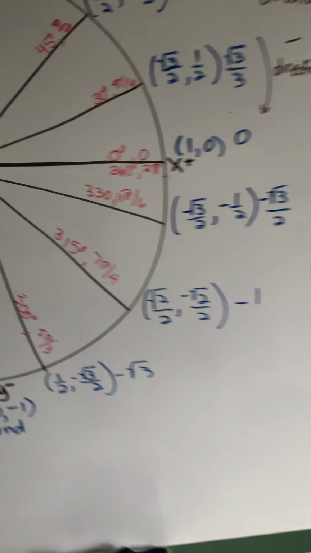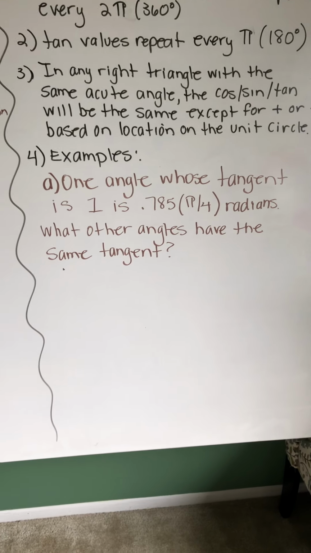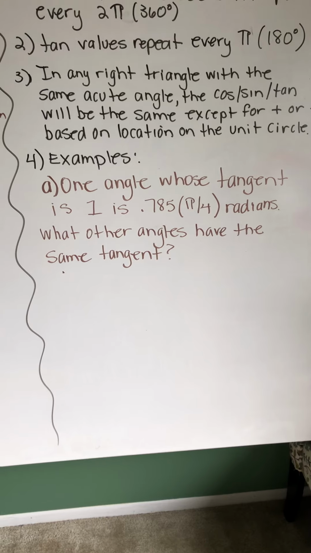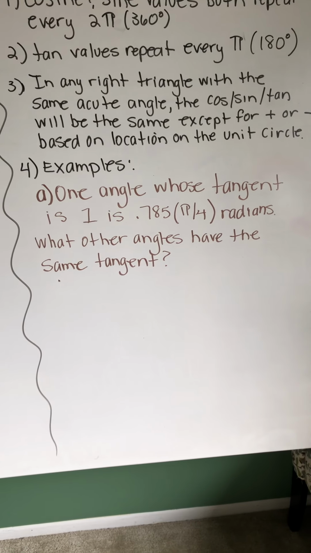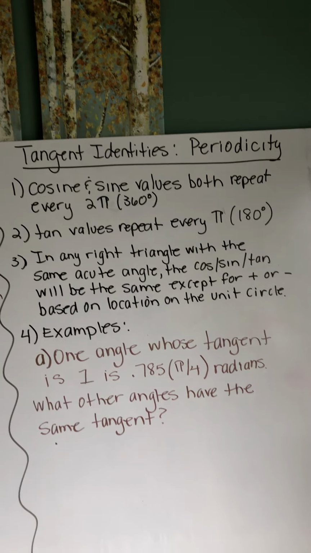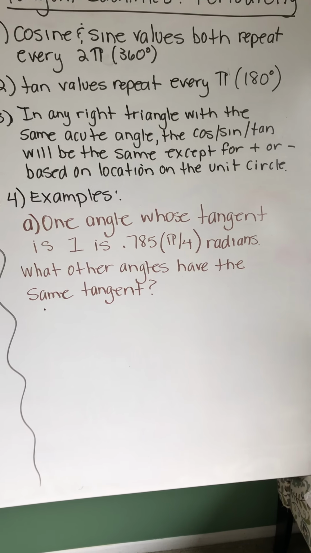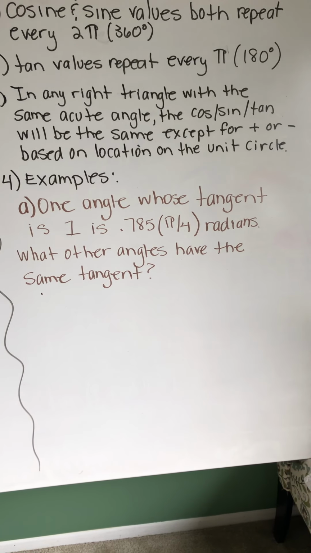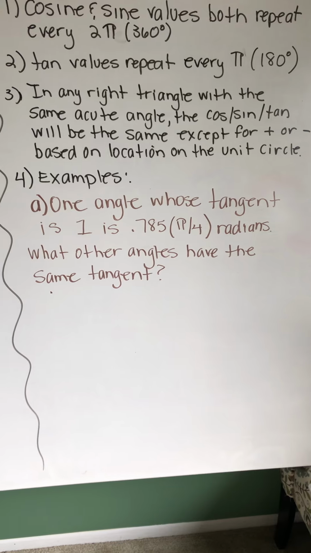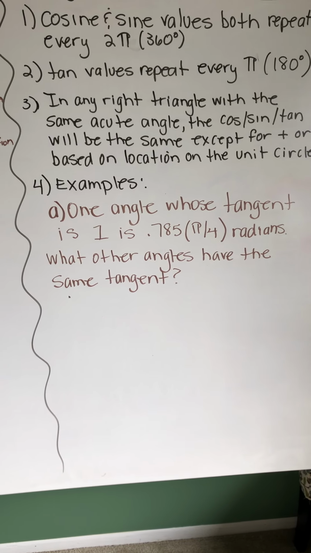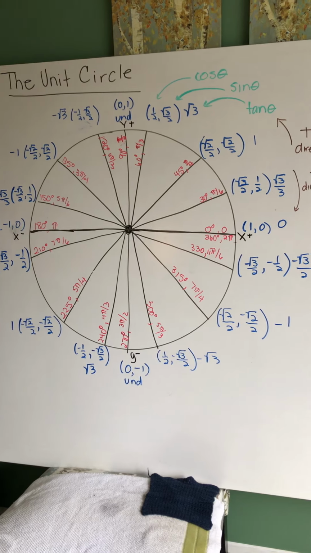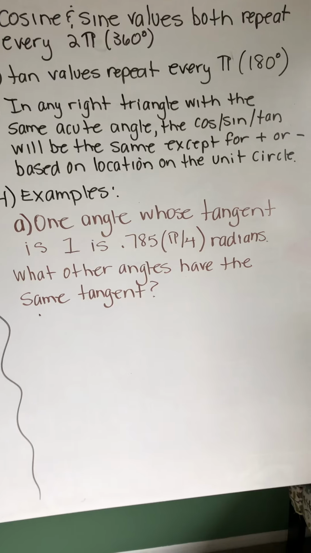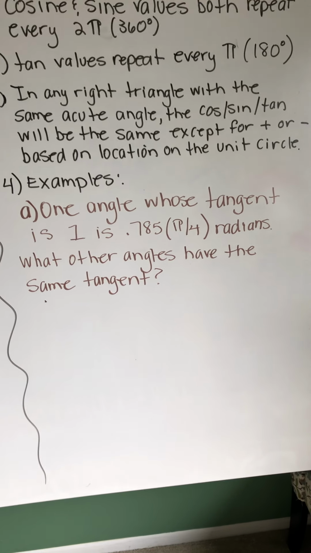Okay? Now, here is an example that they did on Khan Academy in the video, but I chose a different value. So, here's how Khan Academy said it in the Tangent Identities Periodicity video. One angle whose tangent is 1 is 0.785. That happens to be pi over 4. So Khan, they tend to use decimals, but on the unit circle, we don't really use decimals. We use the exact values with the pi's in them. Okay? What other angles have the same tangent?